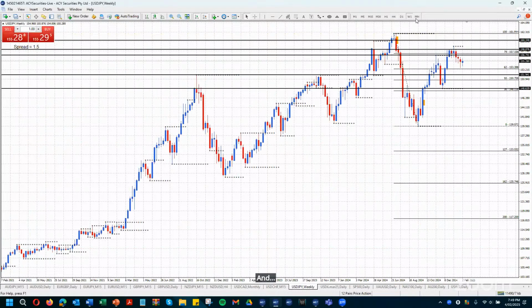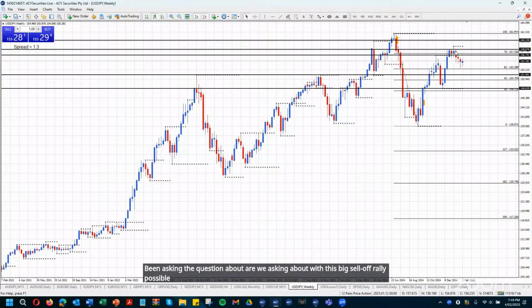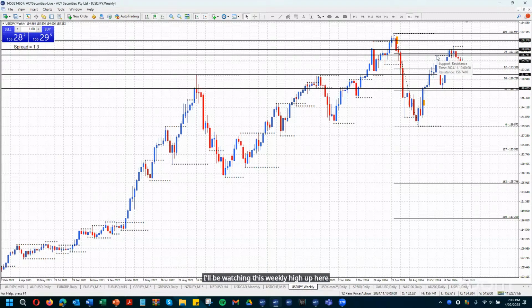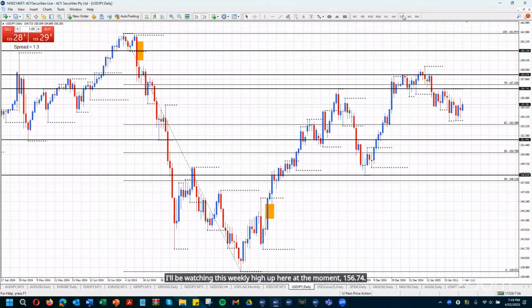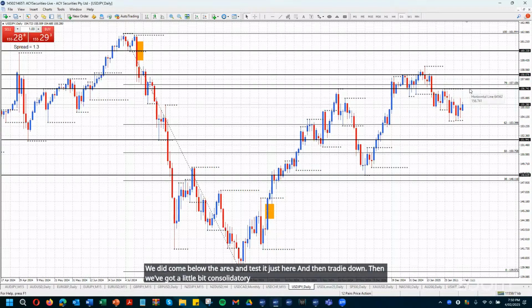And let's come back to my weekly chart. Been asking the question about, are we with this big sell-off, rally, possible failure here at the 79% level? I'll be watching this weekly high up here at the moment, 156.74. We did come below the area and test it just here and then trade it down. Then we've got a little bit consolidatory. So that would be the primary sell area at the moment to see if we're going to continue down from the 79% level.